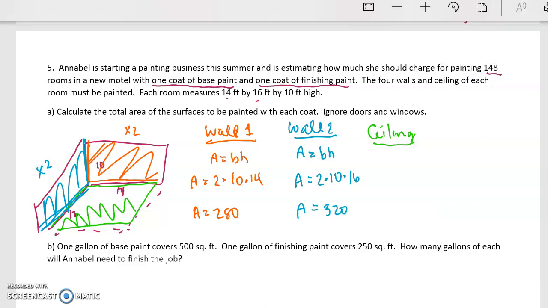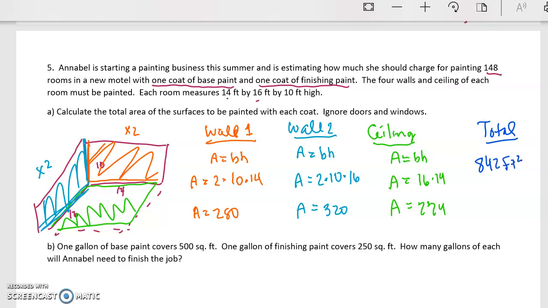And then the ceiling, there's 1. Remember, we're not painting the floor, we're just painting the ceiling. The ceiling is 14 by 16. And so if we look at the total there, that would be 224. So the total would be adding all those up, 824 square feet. That's for one room.